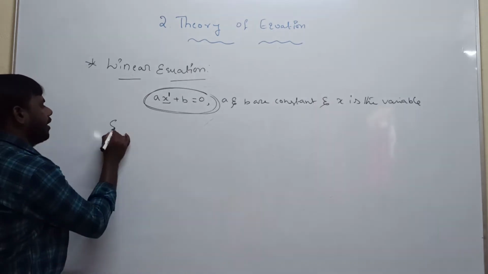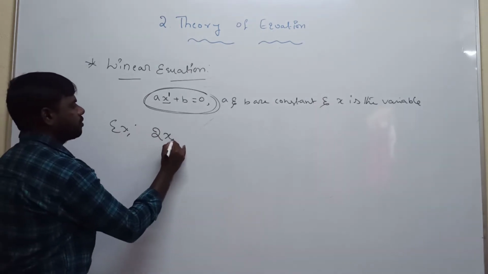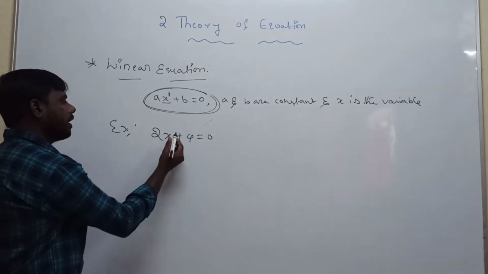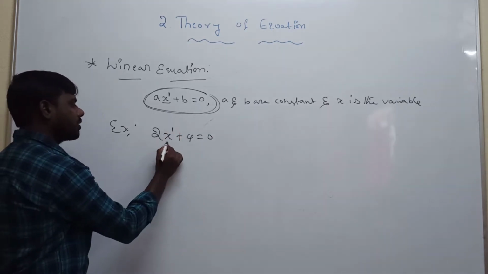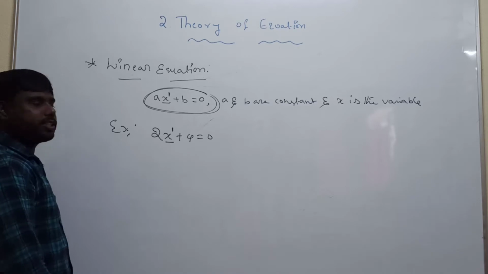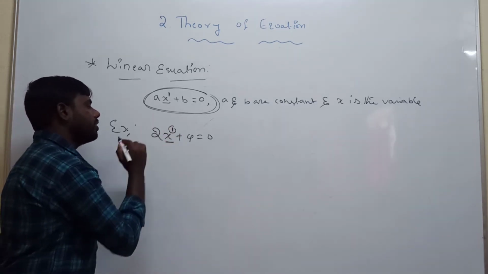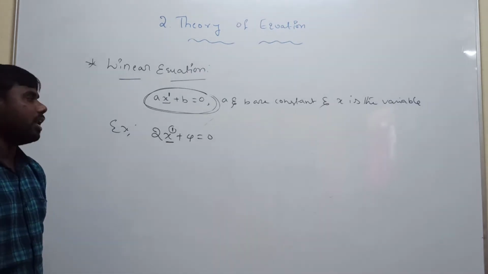The example is 2x plus 4 is equal to 0. What is the degree in the variable x? The degree in the variable x is 1, since x is to the power 1. This type of equation is called a linear equation.